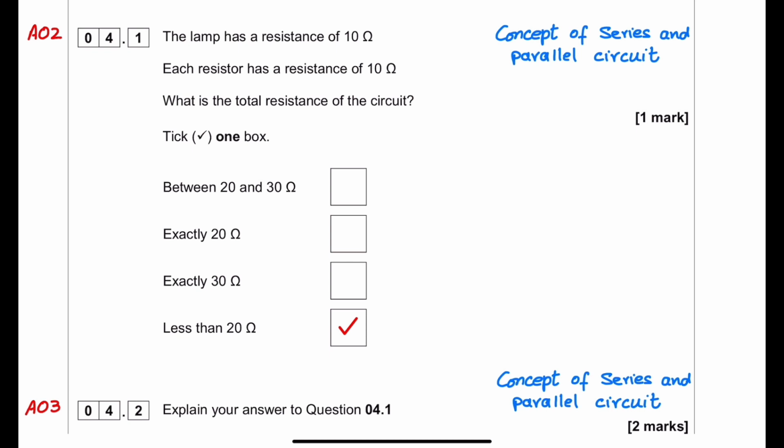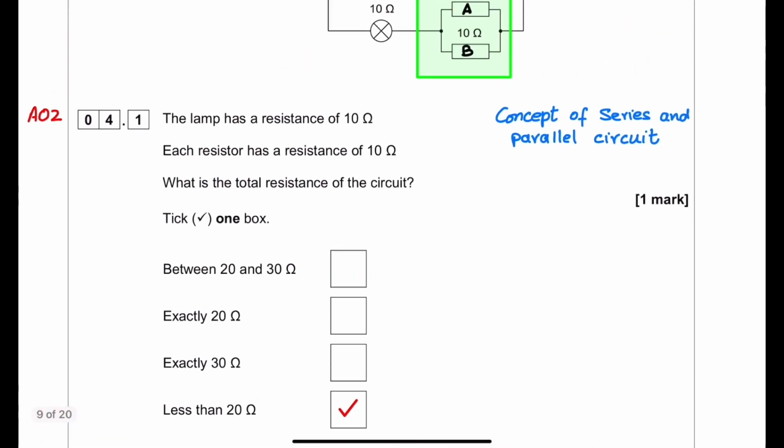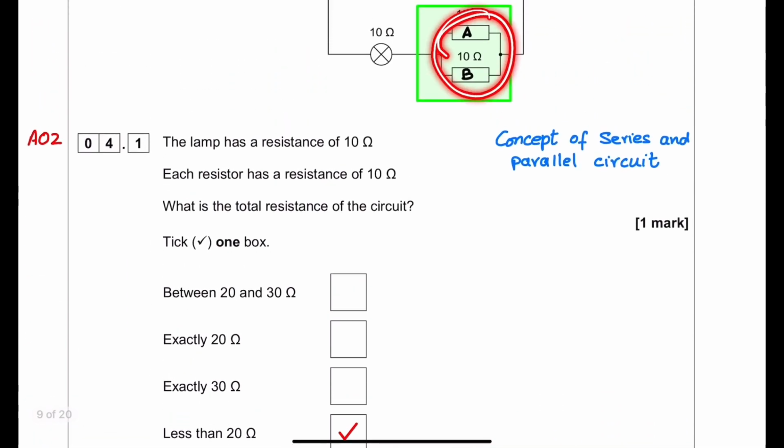4.2 is an AO3 question where the student needs to explain why it is less than 20 ohms. This question is from the concept of series and parallel circuits. The possible answer is: the total resistance of two resistors is less than the resistance of an individual resistor, or the resistors are parallel in the circuit. The total resistance of this circuit is less than the resistance of each resistor because they are in parallel. That is the property of the parallel circuit. A student must remember this property.